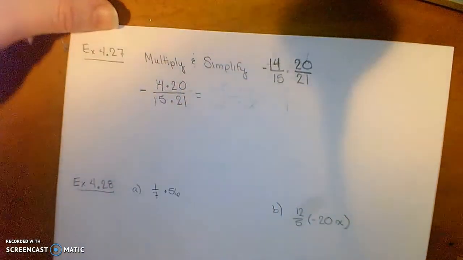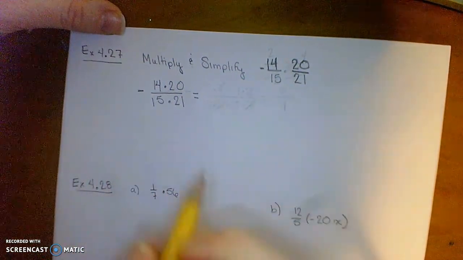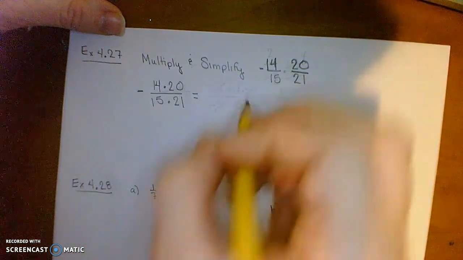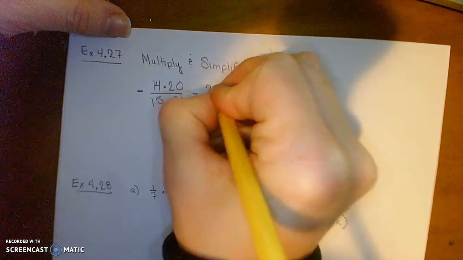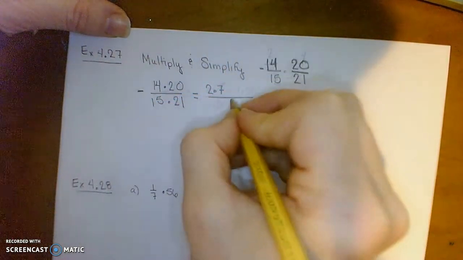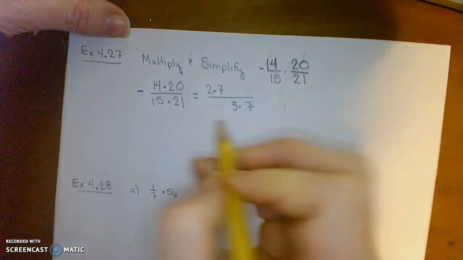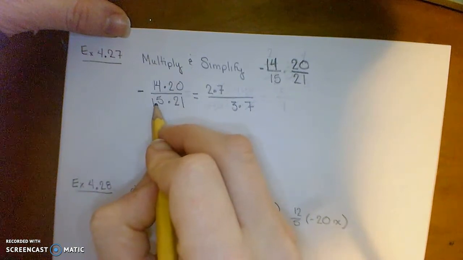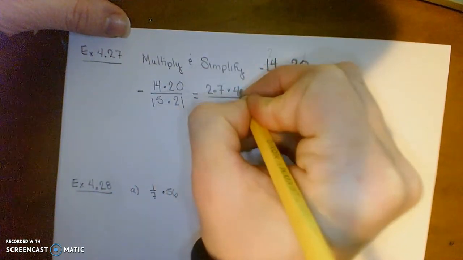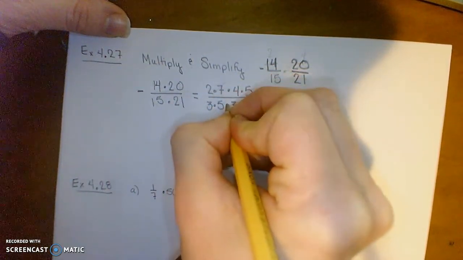Now I'm going to see if there's factors that these numbers might all have in common. I see 14 and 21. They're going to have a factor of 7 in common. So I should write that 14 as 2 times 7. And the 21, I'll write that one as 3 times 7. And 20 and 15 have a factor of 5 in common. So I'll write 20 as 4 times 5 and 15 as 3 times 5.